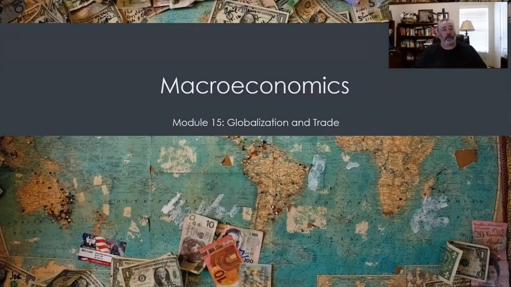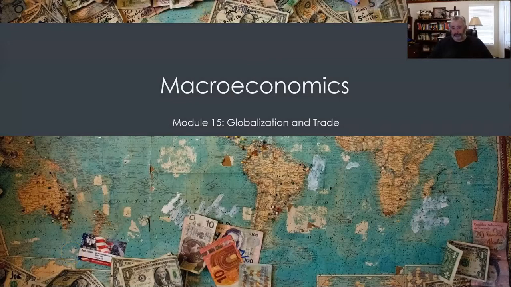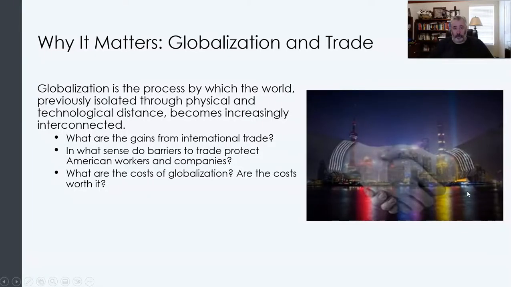So that leaves us with net exports. What affects net exports? Foreign exchange. Every single transaction that occurs between people in different countries requires an exchange of currency. We will talk about that more in the next module. Today we're going to be talking about trade.